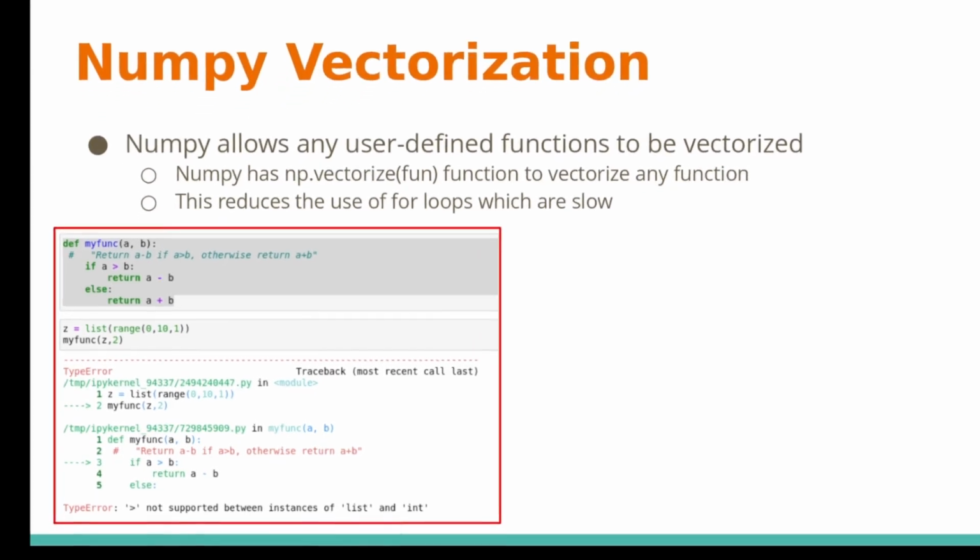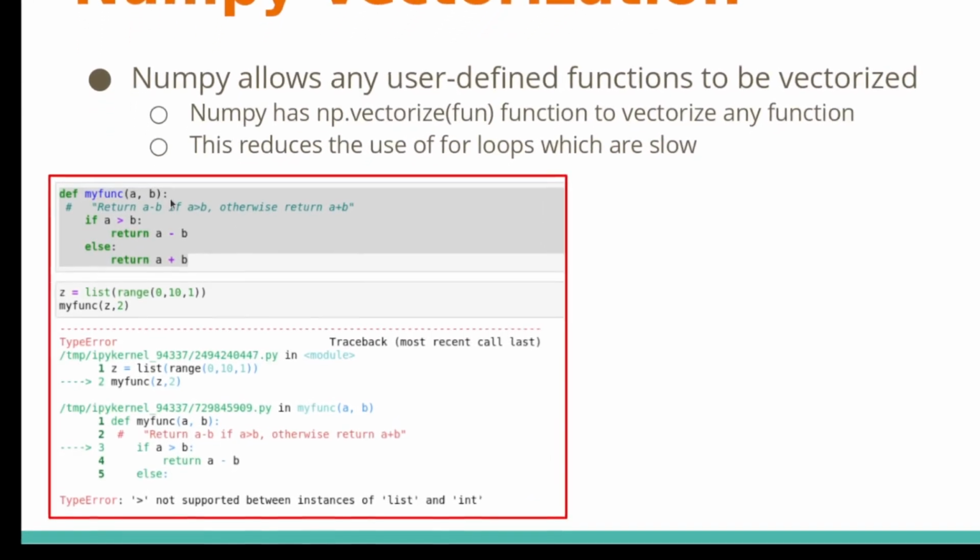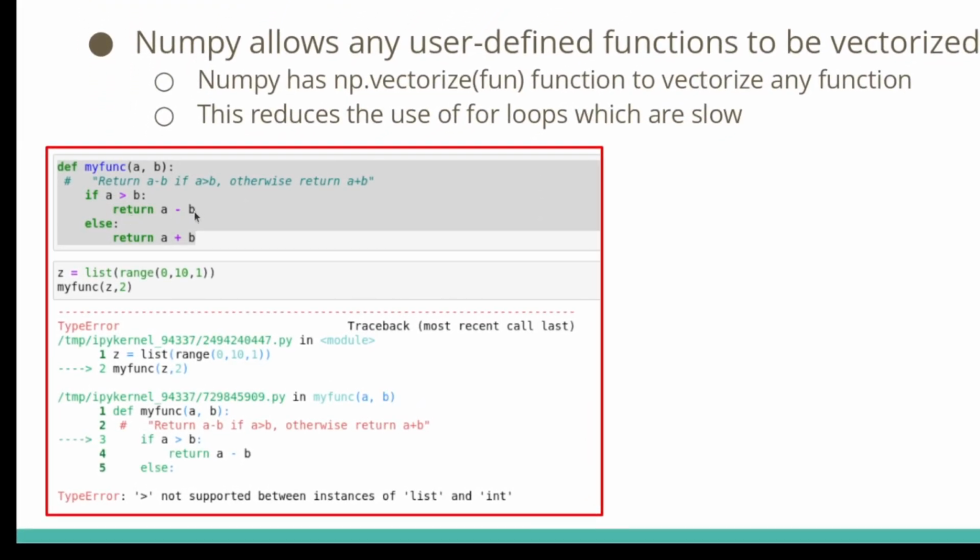For example, if I were to define a function myfunc(a, b), if a is greater than b, I want to return a minus b, else I want to return a plus b. If I have a list of objects going from 0 to 10, and I say myfunc(z, 2), what I want to do is apply this myfunc function to every element of z, where a value is taken from 0 to 10 in increments of 1, and then b is taken as 2. It gives me an error because this is not vectorized.